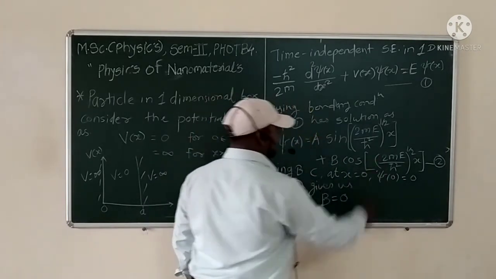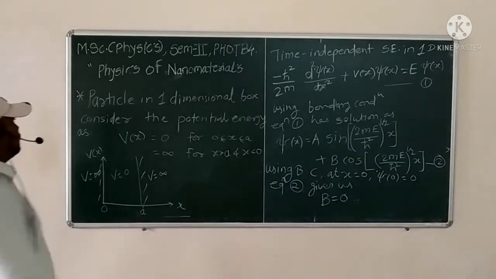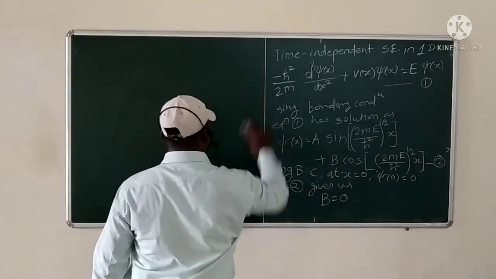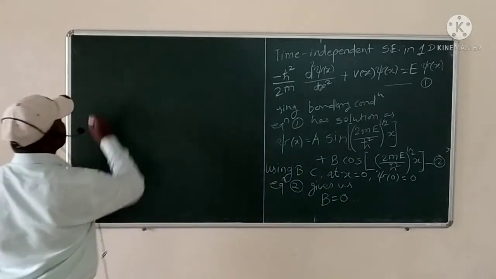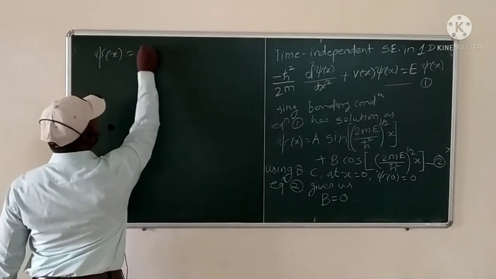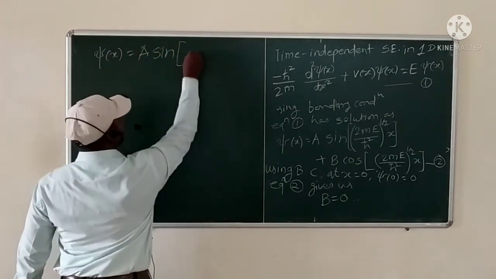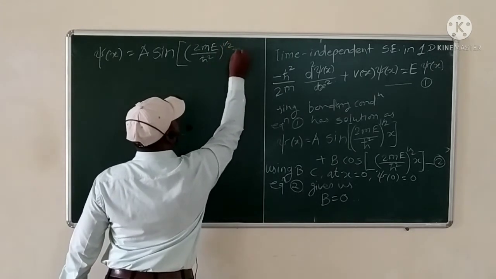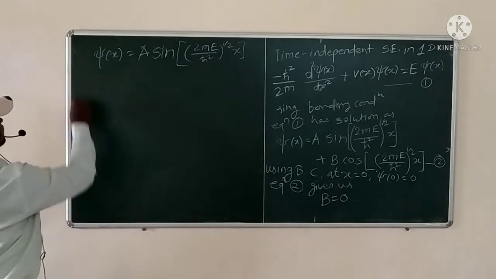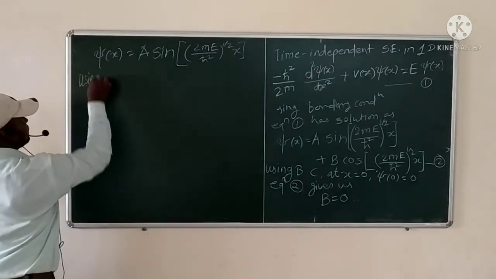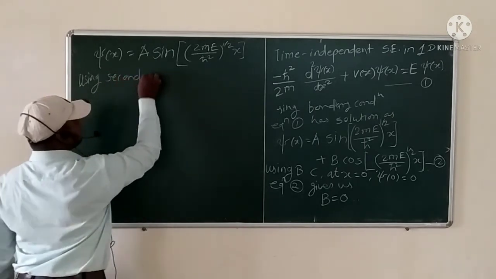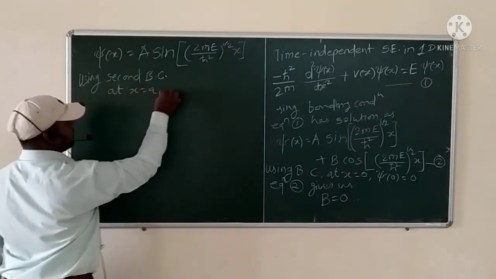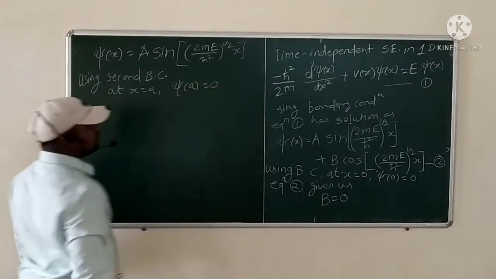Okay, when you put this value of B into equation 2, we get that psi of x is equal to A sin of the square root of 2mE by h cross squared times x. Using the second boundary condition, at x equal to a, psi of a is also 0.